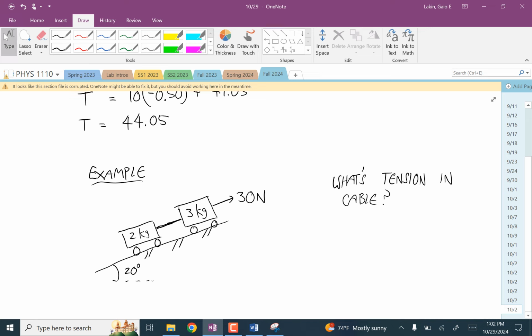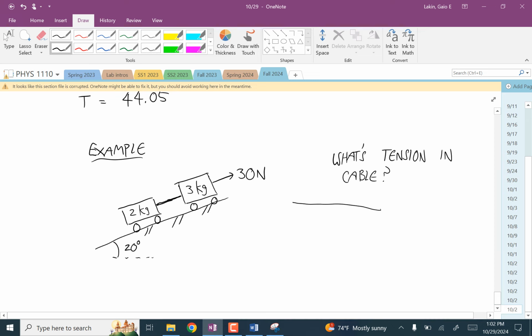So if all we're trying to do is calculate the tension in the cable, what's the first step for a problem like this? Yeah, okay, so always free body diagram, but what do we want to isolate for the free body diagram? The total, exactly. So do the first step and see if you can isolate the whole system together and calculate the acceleration vector of these carts.